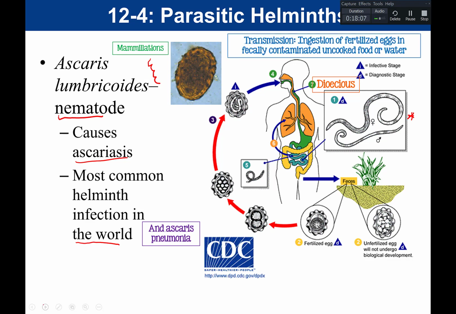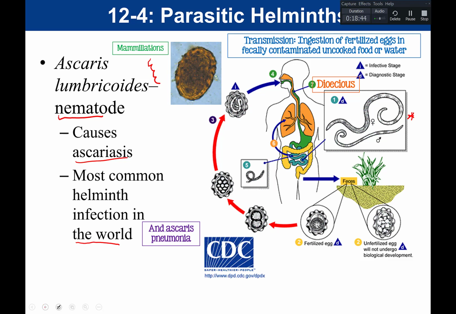So the transmission is going to be ingestion of fertilized eggs in fecally contaminated, uncooked food or water. So how does this happen? Well, this can happen when hands or fingers that have contaminated dirt on them are put in the mouth. So if the dirt is contaminated with the eggs and then you put it in your mouth, that can happen. Or by consuming vegetables or fruits that have not been carefully cooked, washed, or peeled.